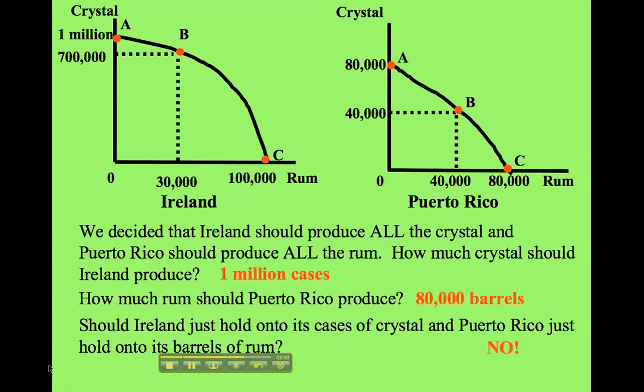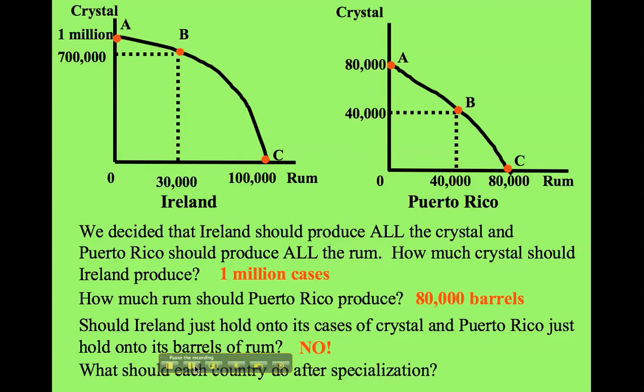Now basically, no, they shouldn't hold on to all of their cases. They need to specialize and trade because when nations specialize and trade, both sides benefit. Ireland can get their rum cheaper than they can make it themselves. Puerto Rico can get their crystal cheaper than they can make it themselves, so both sides benefit. And that's it in a nutshell, comparative advantage using rum and crystal.